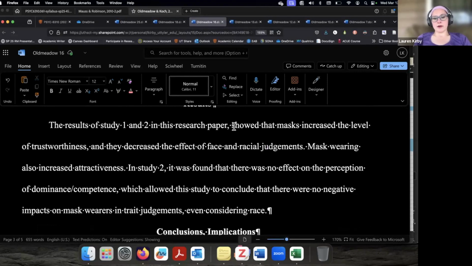This is a random comma. It's not supposed to be there. Study 1 and study 2. Actually, the study should be capitalized there every time you mention it. When you're specifically naming, that's a proper name. Study 1.